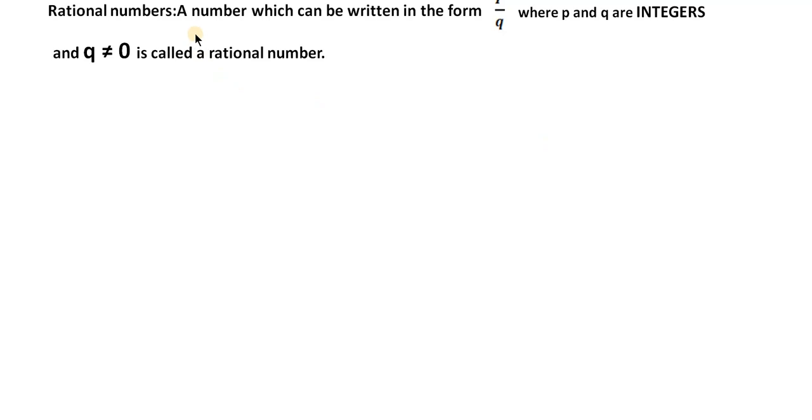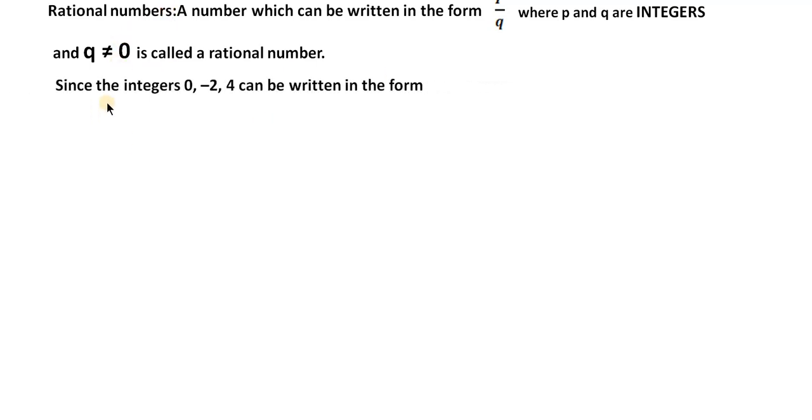Rational numbers, you are defining it. A rational number is the one which can be written in the form p by q, where p and q are integers, and q not equal to 0. See, in fractions it is also of the same form p by q, but p and q are whole numbers, and q cannot be 0 in fractions also. That is the difference between rational numbers and fractions.